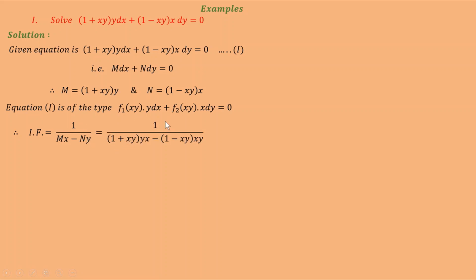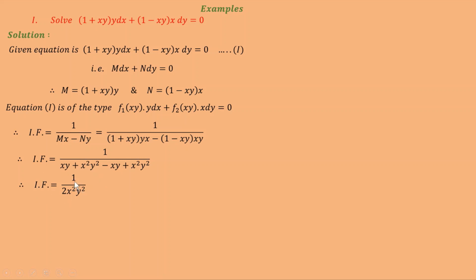Now put the values of M and N here. So this is equal to 1 upon (1 + xy) y x − (1 − xy) x y. So this is equal to 1 upon, take this xy inside the first and this xy inside the second, and minus sign inside, we get IF = 1 upon xy + x²y² − xy + x²y². Here we observe that +xy and −xy get cancelled, and so IF = 1 upon x²y² + x²y², meaning it is 2x²y². So this is the IF.